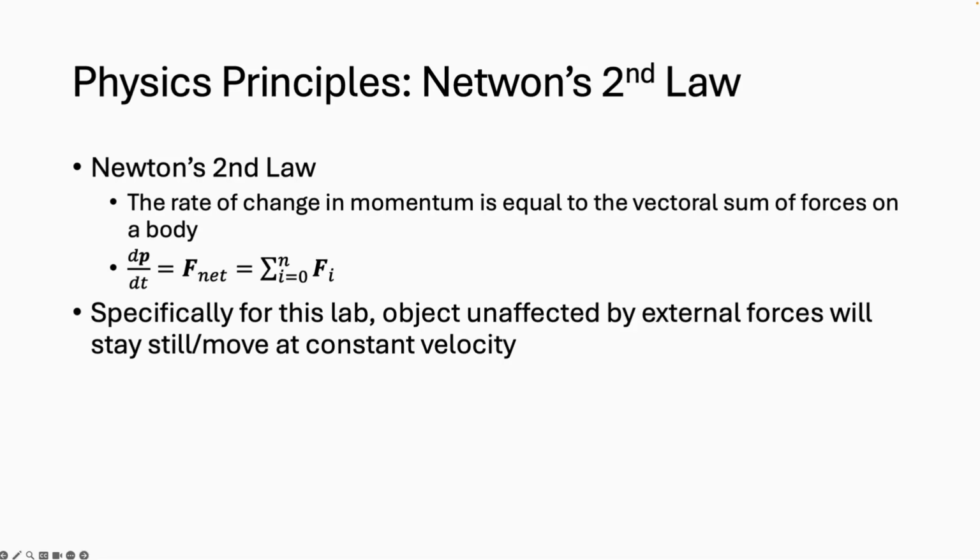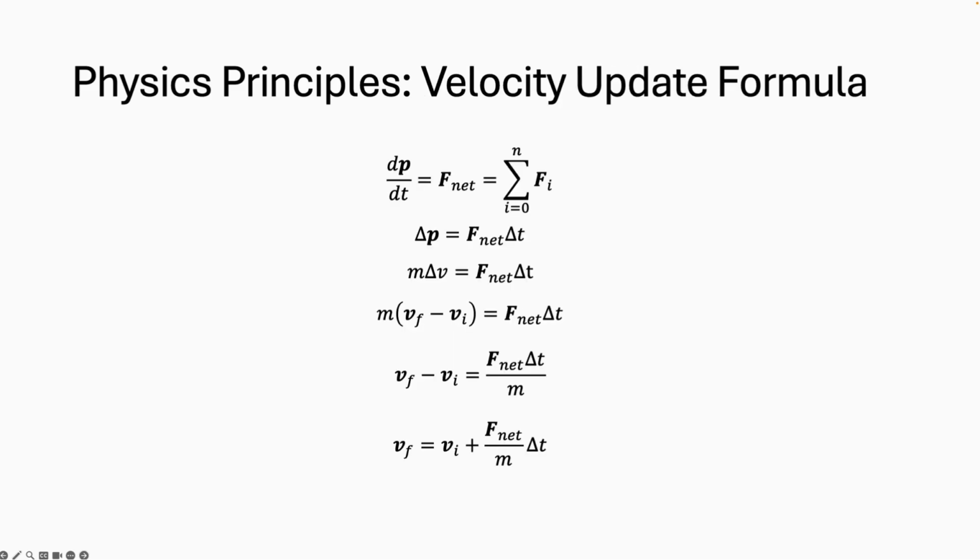Specifically for this lab, the object is unaffected by external forces, meaning that it is in constant velocity. Let's derive this. We started with the same equation as before. First, we just multiply time to both sides and replace momentum with its definition. Then, change in velocity is replaced by final minus initial velocity, and after some rearrangements, we get to the bottom equation, which is the velocity update formula. This models how velocity would change given the sum of forces and how long the forces were interacting with the object. With that out of the way, let's go to the experiment.